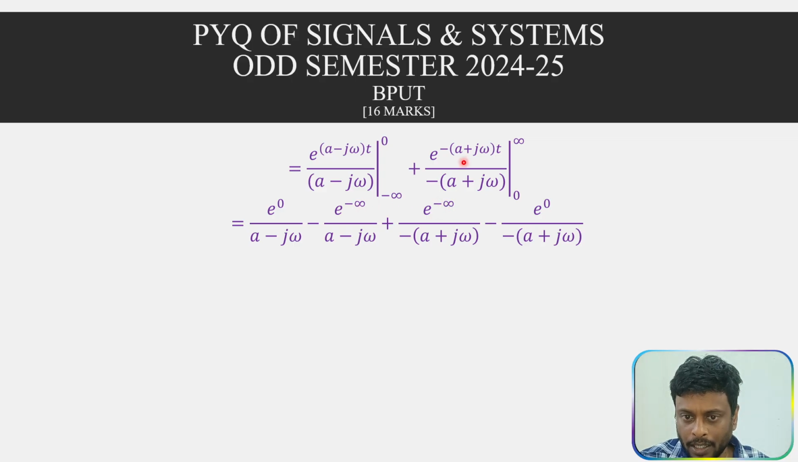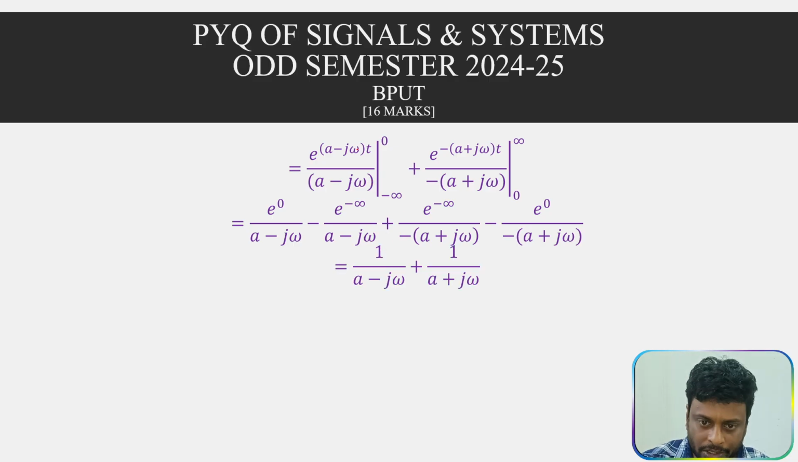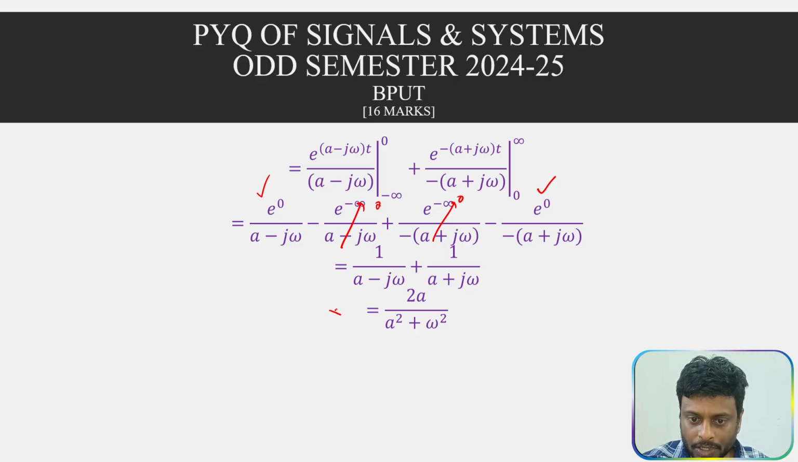Similarly, for this one, we put infinity in e to the power minus infinity, then minus e to the power 0. Here e to the power 0 is 1, and e to the power of minus infinity is 1 by infinity, that will be 0. So these two terms vanish. We are left with these two terms: 1 by (a minus j omega) plus, minus and minus becoming plus, 1 by (a plus j omega). Just cross multiply it, and we will get this equation. So this is our x of omega, or x of j omega. We found out this is the Fourier transform.